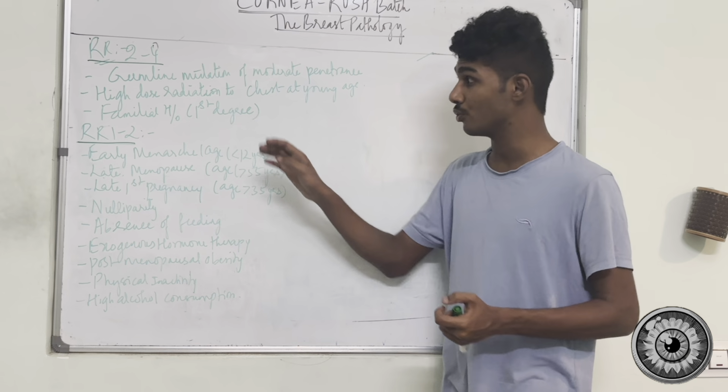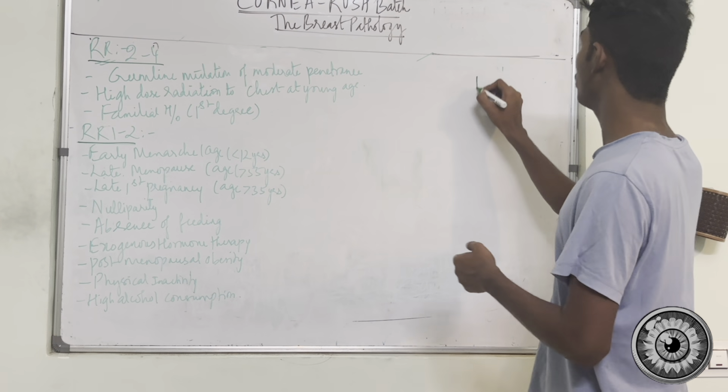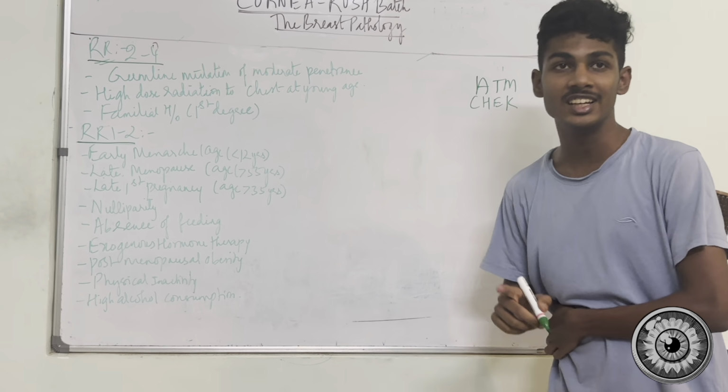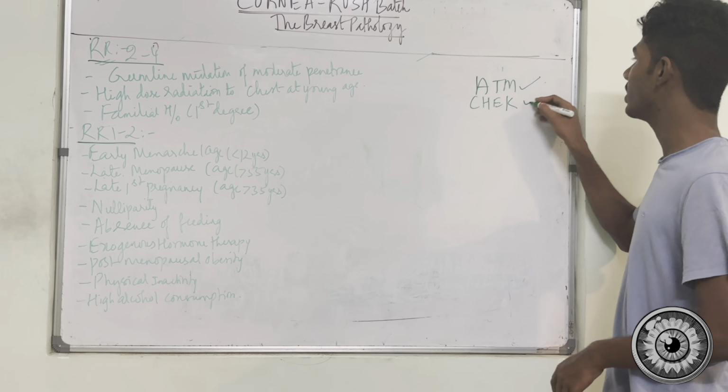Okay, so 2 to 4, the germline mutation of moderate penetrance. What are the genes involved? Remember 2 genes, ATM and CHEK2 gene. What is ATM? Ataxia telangiectasia mutation. You have studied it in biochemistry. Okay, once you just see ATM gene and CHEK2 gene.